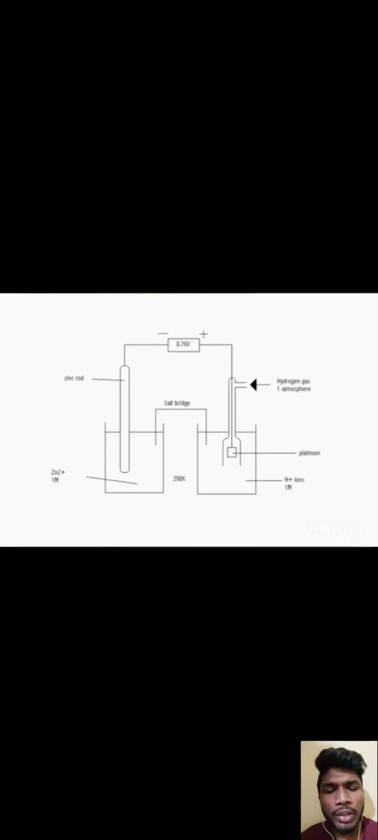The diagram of a standard hydrogen electrode cell is given. The salt bridge is between these two electrodes, with Zn2+ at the left side and H+ ions at the right side. This is the standard hydrogen electrode against which we measure. The whole cell can be represented by showing the half cells in order of phase: solid slash solution slash salt bridge slash solution slash solid. This is the representation of the cell.